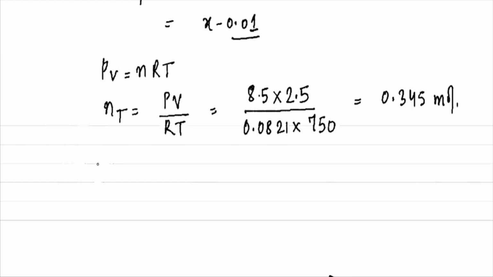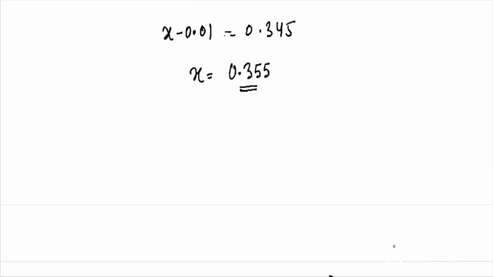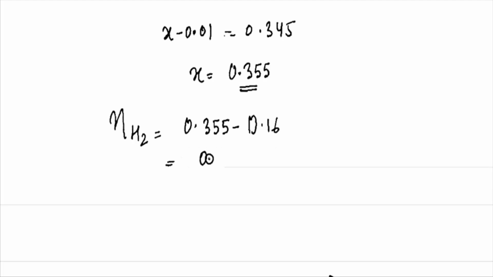So we can now find out X by equating. So it will be X minus 0.01 equals 0.345, right? And this will be X equals 0.355. Now we can easily find out the number of moles of hydrogen. So that will be equal to 0.355 minus, so this is X minus 0.16, right? And this will be equal to 0.195. Now we have everything.